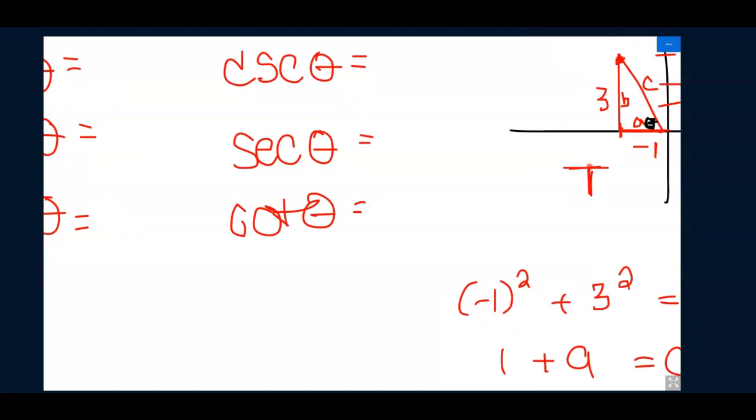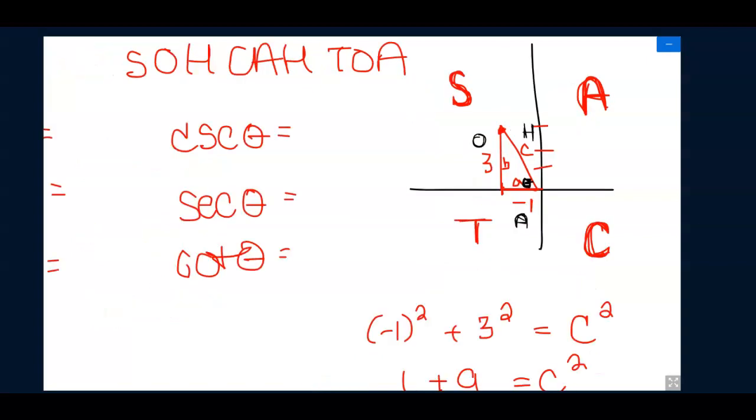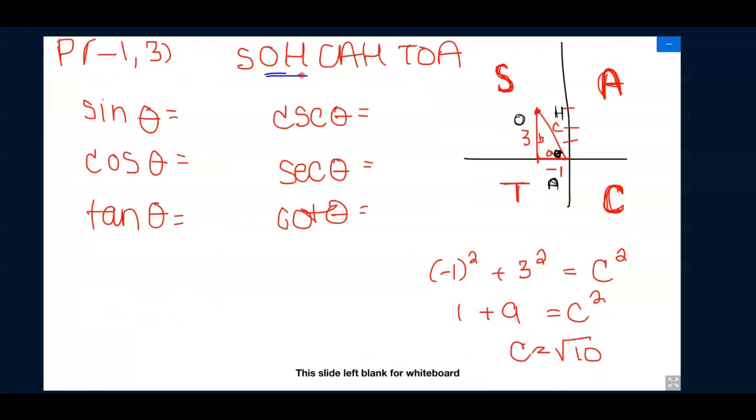Let me see if I can move and zoom. Okay, if theta is over here in this corner, then what that means is that my opposite is here, my adjacent is down here, and my hypotenuse is always across from the 90 degree. So sine is opposite over hypotenuse. So it's going to be 3 over h, where h is square root 10. Cosine is adjacent over hypotenuse, so it would be -1 over root 10. And tangent is sine over cosine, so -3.